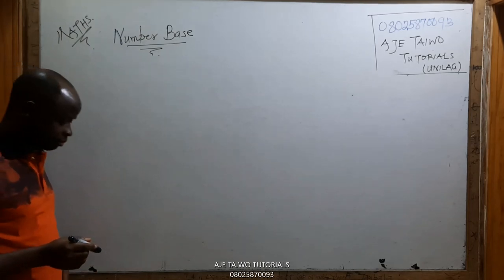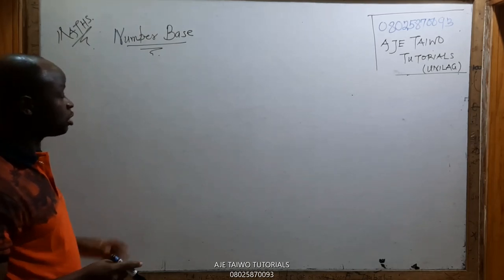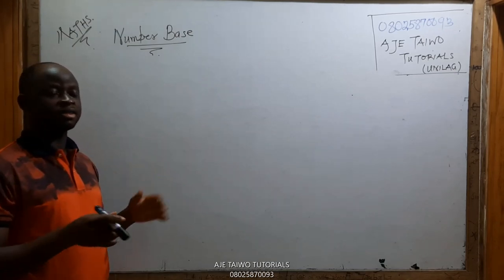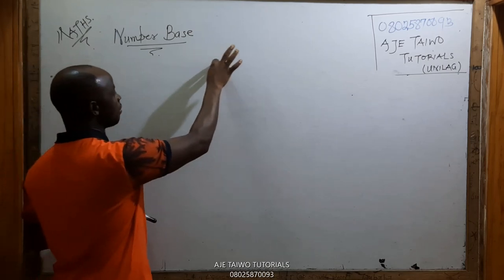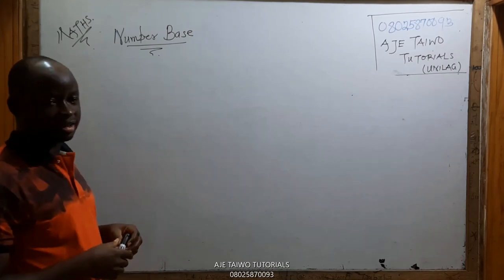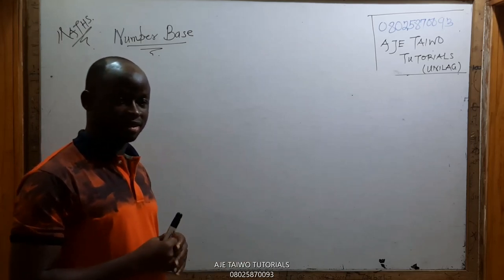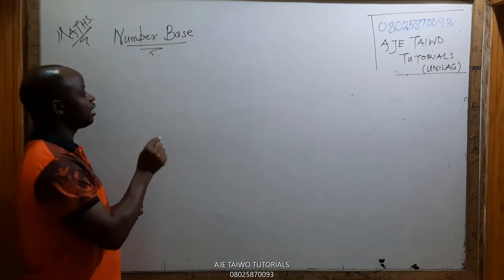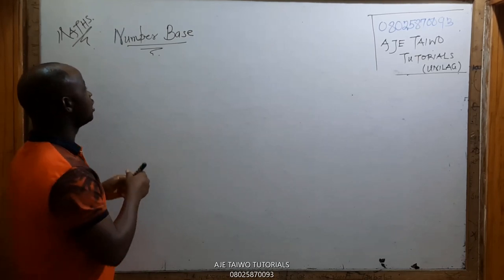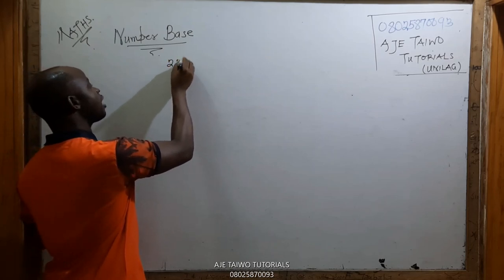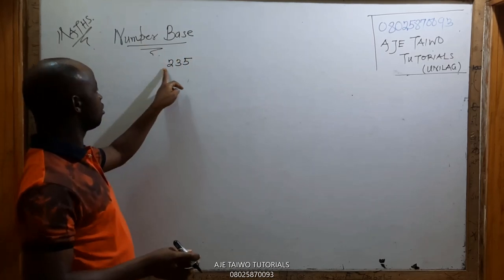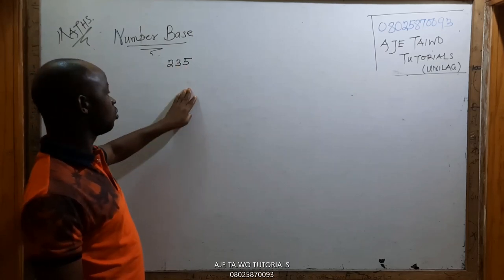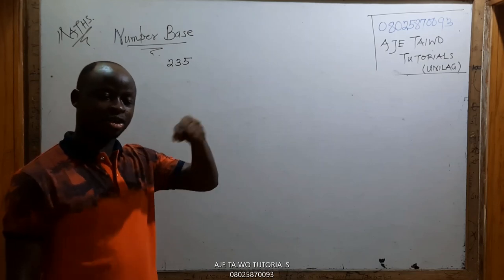So just observe. When you say number base, you should know the fundamental thing in number base. In every number base, each individual number is always less than the base. Take that and write it somewhere. For instance, if I give you 2, 3, 5, the base of this number cannot be 2, cannot be 3, cannot be 5. It has to be something greater than each of the numbers.